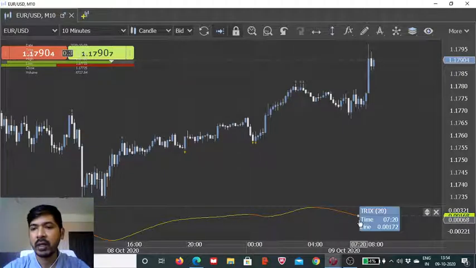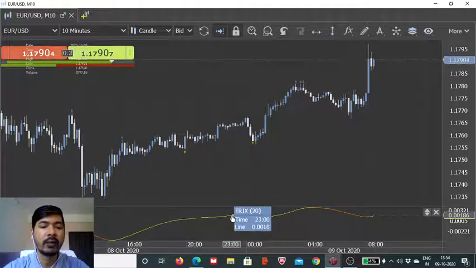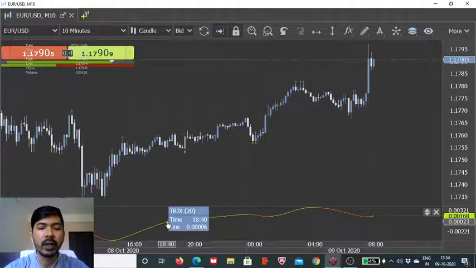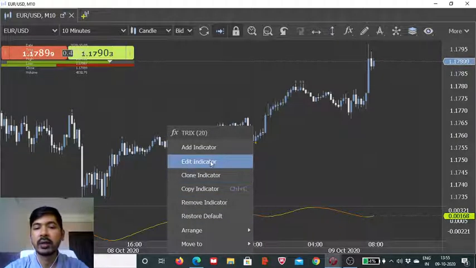As you can see now, the 20 time period TRIX value is a lot more responsive than what we were looking at when the TRIX value was based on 30 candlesticks of 10 minutes each. So that's how this setup works.